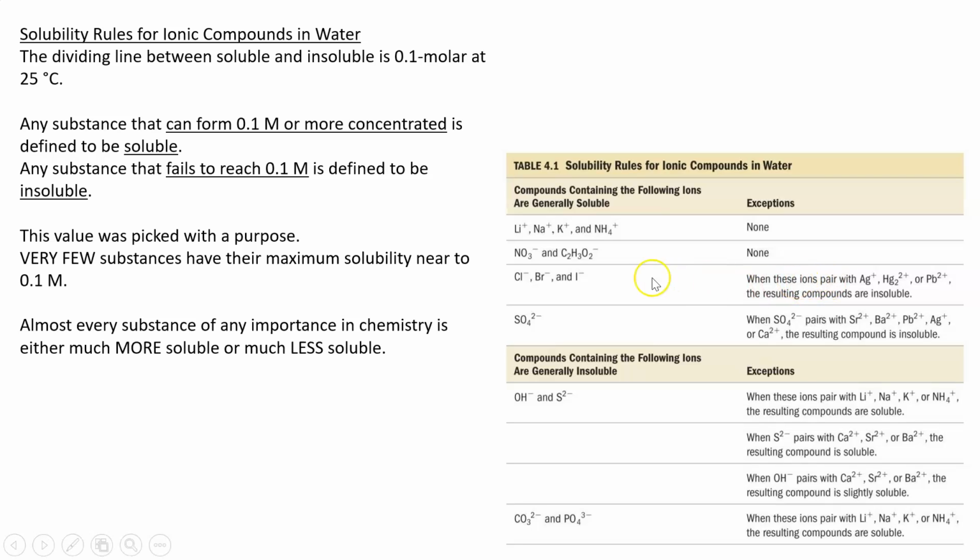So when an ionic compound is made with chloride, bromide, or iodide, but they're paired up with these ions, they're insoluble. But with anything else, they're going to be soluble. Sulfate has a couple exceptions. And then down here in the second part of the table, these are the ones that are usually insoluble, and our exceptions would tell us with certain things they're actually soluble.